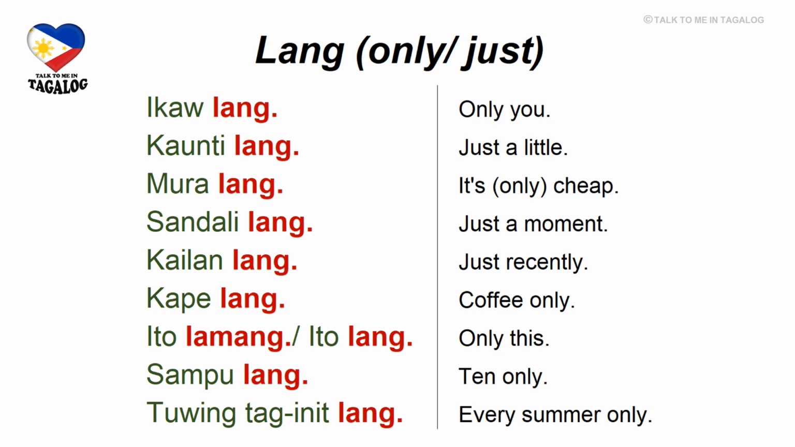Ito lamang, or ito lang, just this or only this. 10 lang, 10 only. Tuwing tag-init lang. Tuwing is every, tag-init is summer. Tuwing tag-init lang, every summer only.